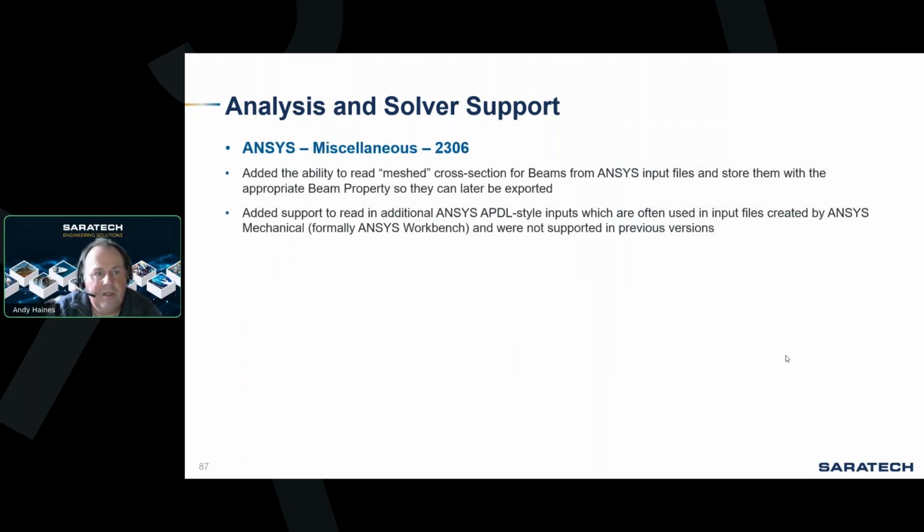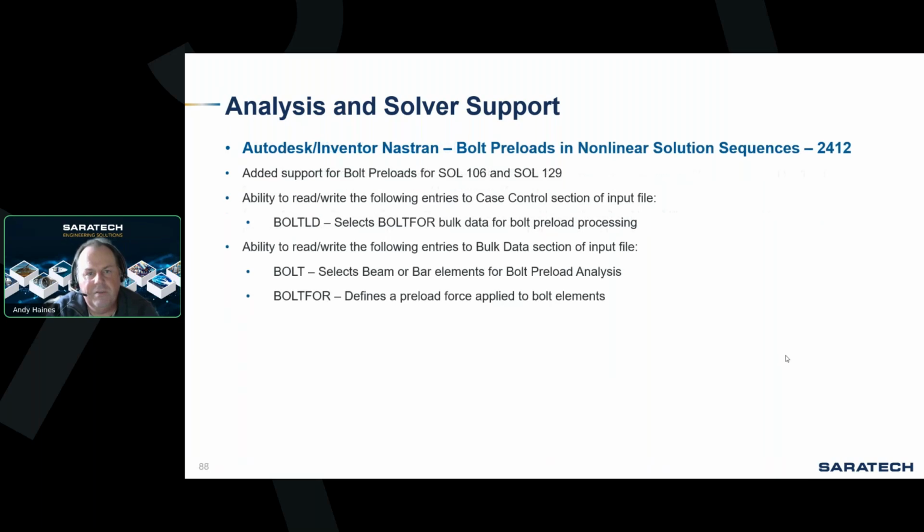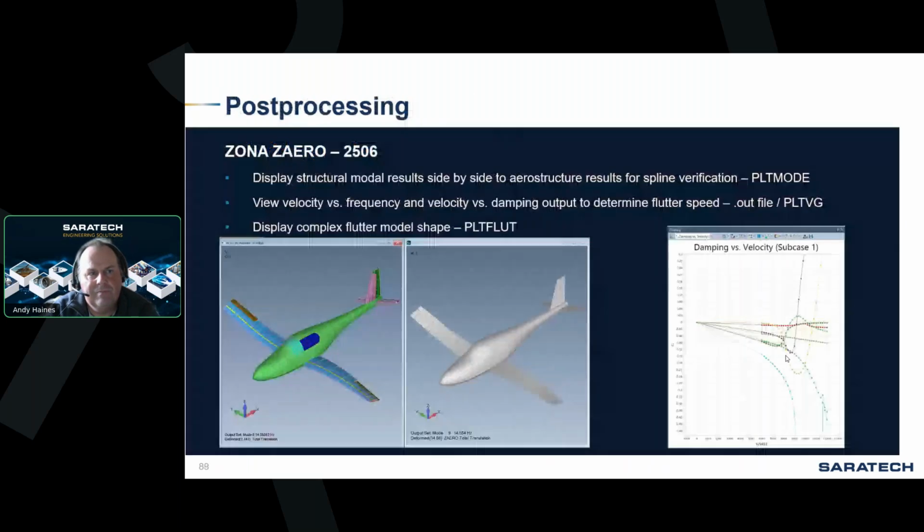Kind of a big one for ANSYS was the ability to read meshed cross sections for beams from ANSYS input files. We store them with the appropriate beam properties so they can later be exported. This is a different concept than existed in some other solvers, but we had some ANSYS customers asking for it, and we started reading a whole bunch of APDL input that we didn't before. And now we support bolt preloads in nonlinear solution sequences for Autodesk Inventor Nastran.